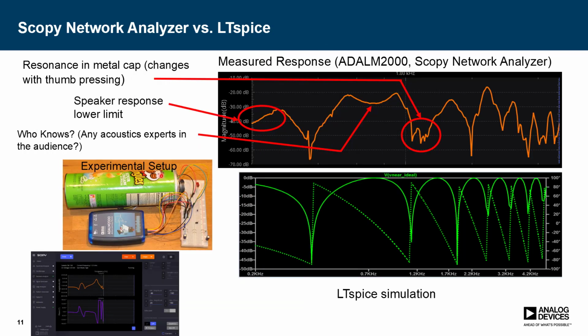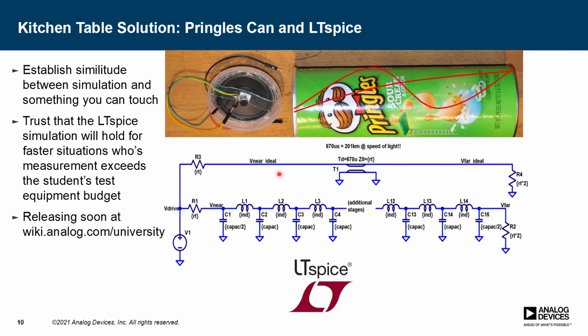So here we've drawn an analogy between a Pringles can and an electrical transmission line. We've modeled it in LTspice. We've seen that, yes, the model holds at 670 microseconds. Now I can plug in 670 nanoseconds or 670 picoseconds and see what would happen in LTspice with a much shorter electrical transmission line. So again, the point is you can model situations that exceed the capability and your budget for test equipment.